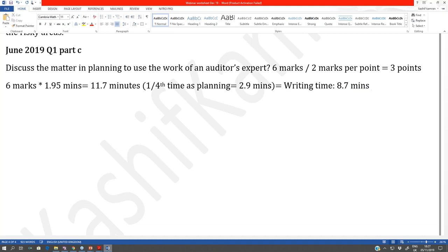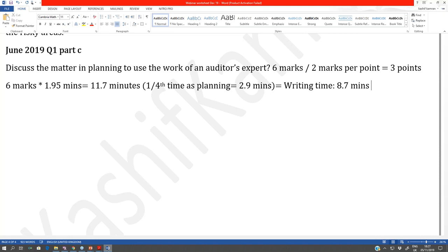You need to plan your time. And I've given you a rule yesterday, right? That you need to multiply the marks with 1.95, and you need to find the total time you have for the whole answer. From that total time, the 1/4 time should be spent on planning, and the remaining time, the 3/4 time, should be spent on writing.